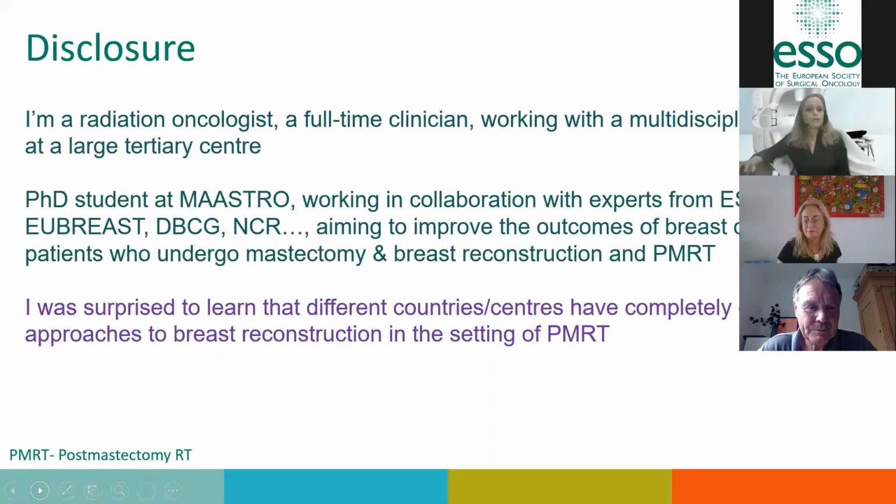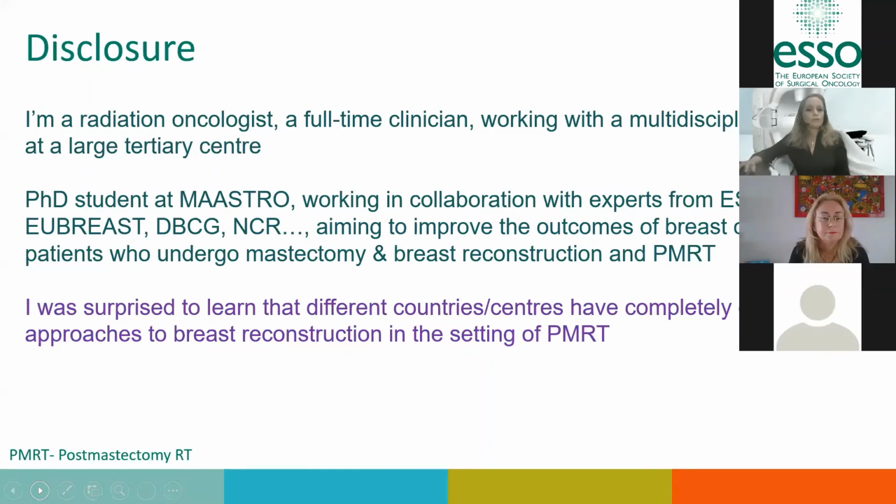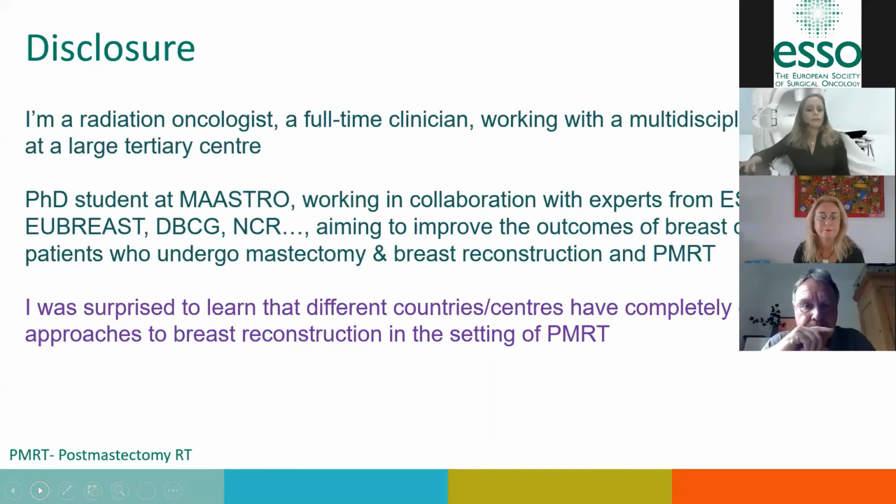And part of my work is that I'm working in collaboration with different societies, including ESSO and EUBREAST, aiming to improve the outcome of the patients who are undergoing mastectomy and breast reconstruction and are receiving post-operative radiation therapy. And since I'm working with a lot of different experts from different countries, I was surprised about the completely different approach to breast reconstruction and post-mastectomy radiation.